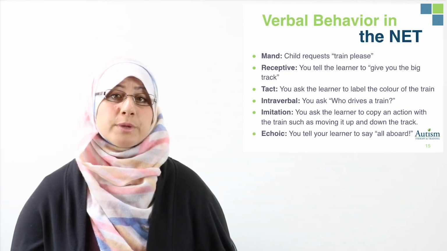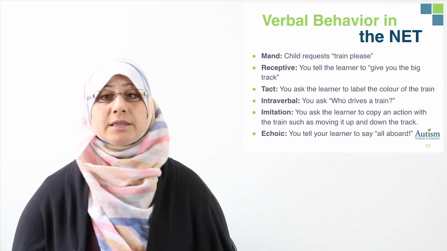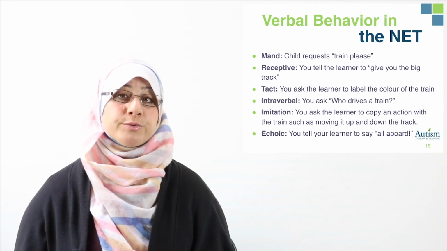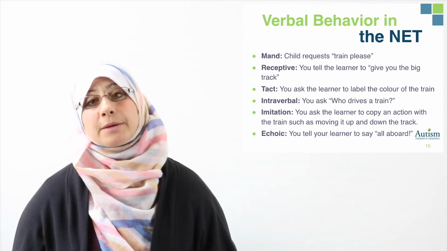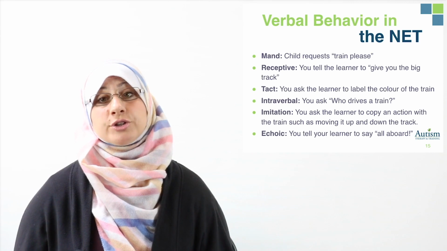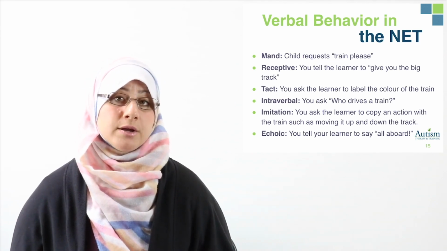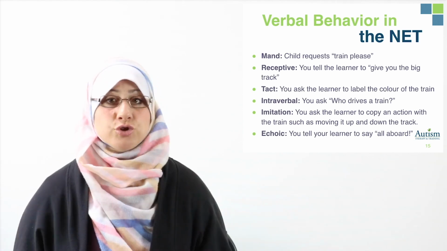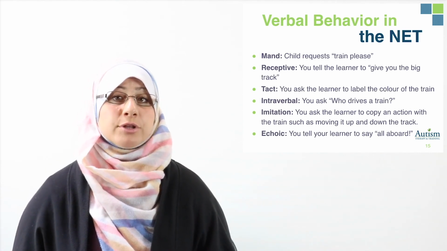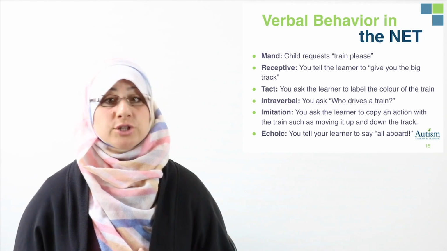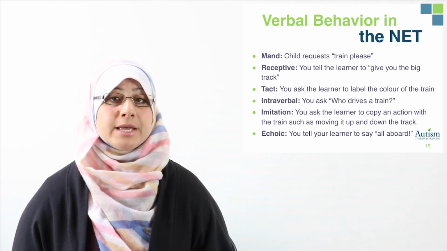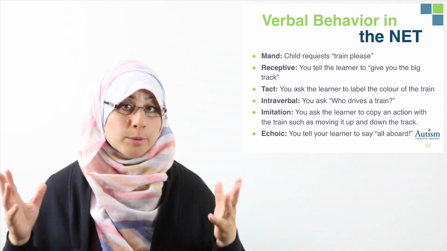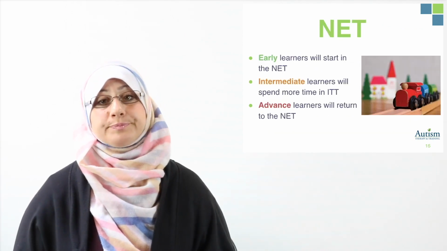So I want you to imagine you're playing with trains. The mand could be something like the child saying, "Train, please." The receptive, you might tell the learner to give me the train. A tact might be something like you asking the learner to label the color of the train. As the intraverbal, you might ask the learner who drives the train. For imitation, you might have the learner copy an action with the train, such as moving it up and down the track. For an echoic, you might ask the learner to say, "All aboard," and copy your behavior.